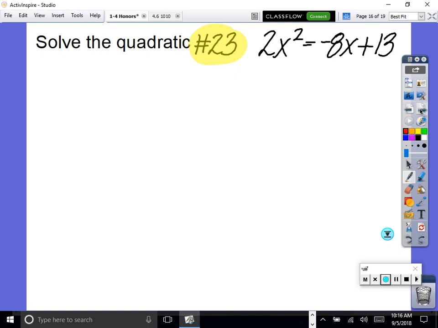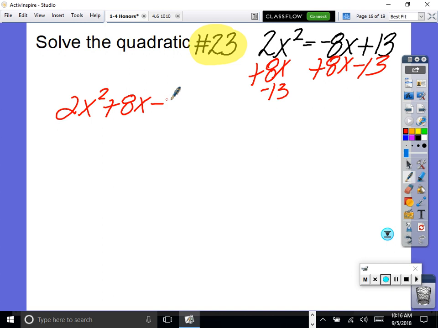Here we go. First of all, get it set equal to 0. I highly recommend keeping the leading term always positive, so even though you feel like you might want to bring that over, don't. Bring these over. So add 8x and subtract 13. So we have 2x squared plus 8x minus 13 equals 0. Now on a test, we'd try factoring. If it doesn't factor, we'd use the quadratic formula.